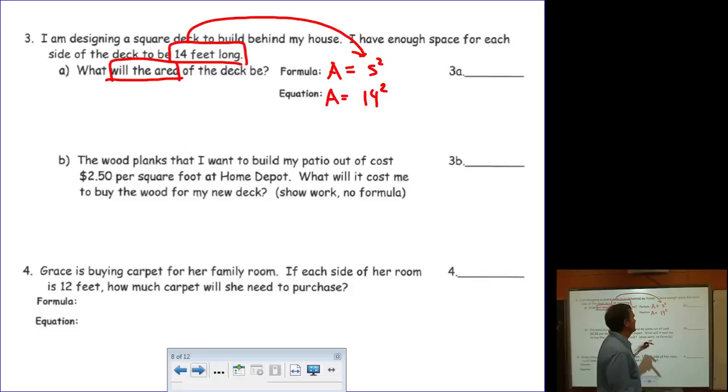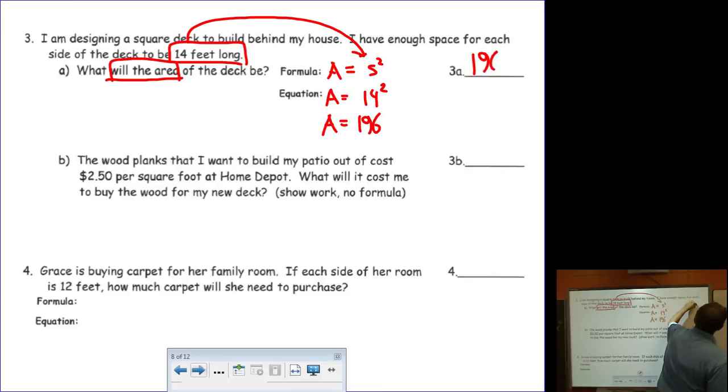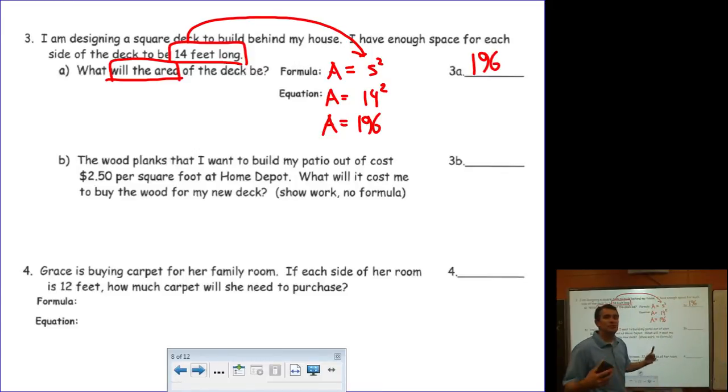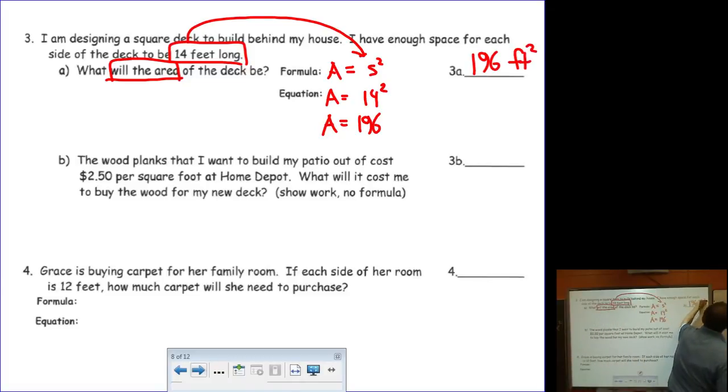Substituting 14 in place of the s. And then I go ahead and solve it. The A is already by itself. I simply need to square 14 and I'm done. The area of this deck will be 196. Now I know that area is measured in square units. So this is going to be square feet, right?